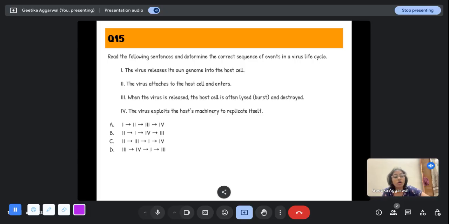So, I'll give you a little longer to answer this question. So, let's see what is the correct order in which the virus life cycle happens, in which it infects a cell.